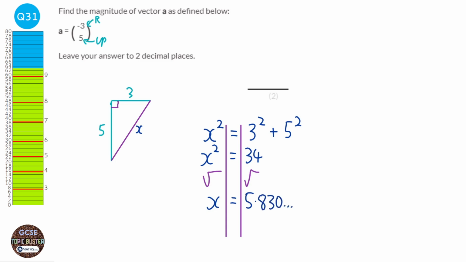Now a different way we can say that, instead of x, is we can write that as the magnitude of a. That's just a with a line left and right of it. And the reason for the sign is that it's a scalar, it's a magnitude. It doesn't have a direction, so it can be a in any direction. And so we're going to write down our answer, which is 5.83 to 2 decimal places.